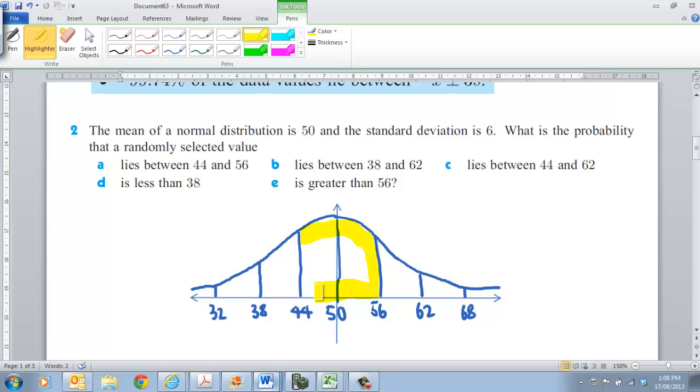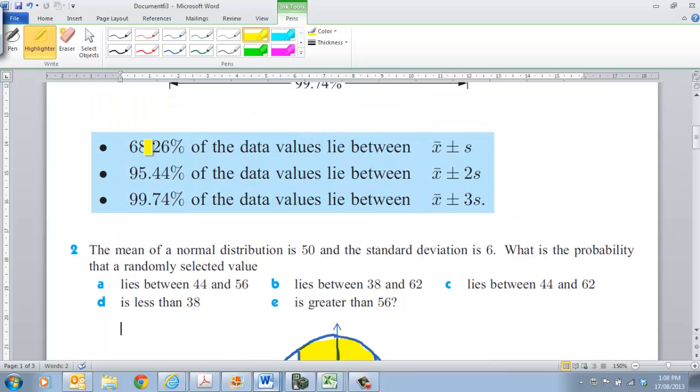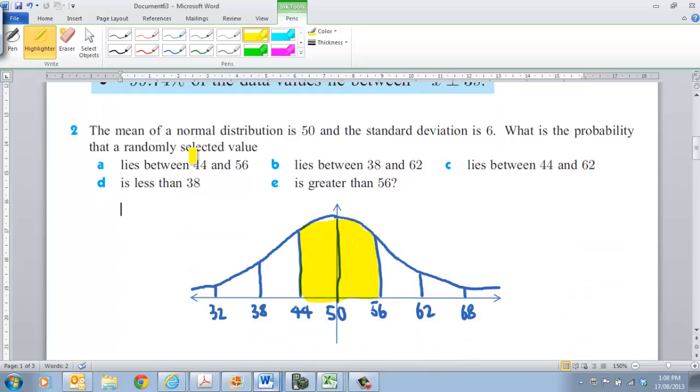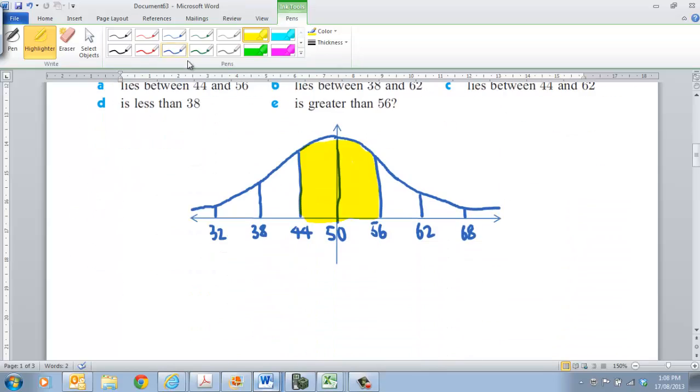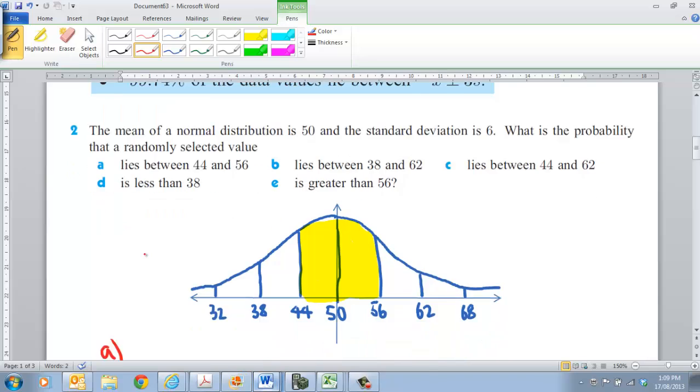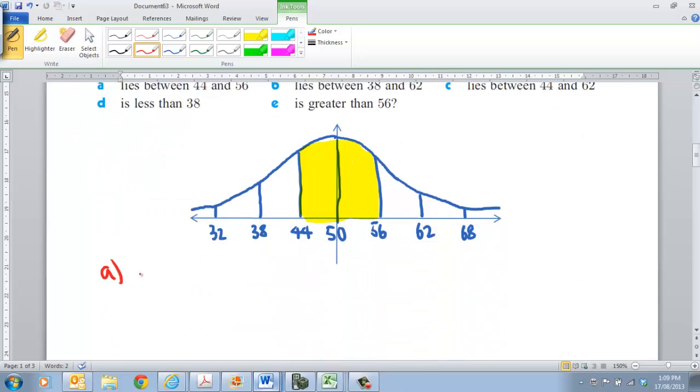Alright, so we're looking at this region here, right, and so therefore, in terms of our particular value up there, we could say, well, we know the area of that's going to be 68.26%. So for number A, we know that, and it's talking about probability, so we should put that.